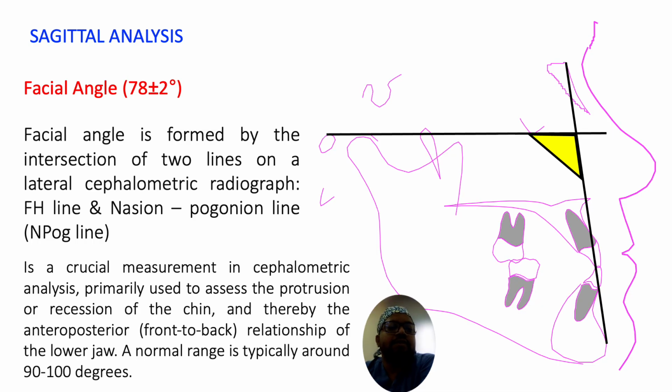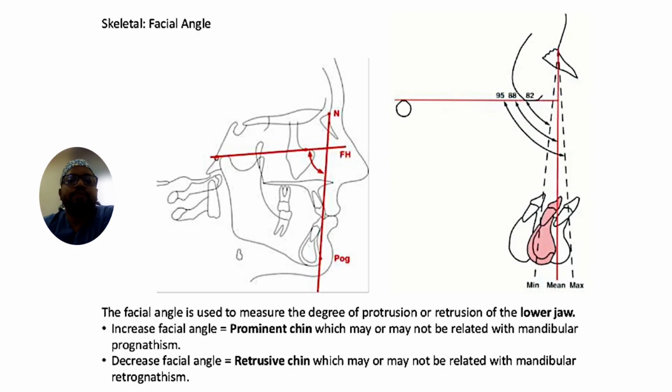Facial angle, the normal value is 78 plus or minus 2. We already know the NPOG is the facial plane, and you can draw the FH plane. These two lines connecting make the facial angle. If you see the NPOG, so mean, maximum, minimum, this is how it influences the mandibular position. So prognathic mandible, prominent chin, and retrusive chin can be diagnosed by the facial angle.